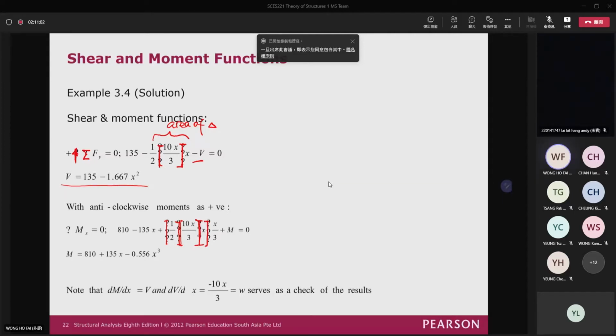And then again, 810 is the bending moment. This is the bending moment here. And then 135x is actually equal to the shear force times the distance. And then the loading is right here, 10x over 3 times x, and then divided by 2 is actually the area of the triangle. Or this is actually the total force applied on the top of the beam. And then times the moment arm here, x over 3 is actually the moment arm.